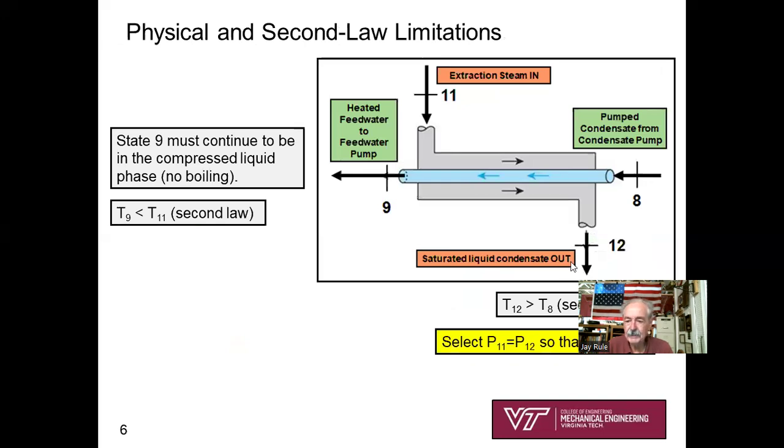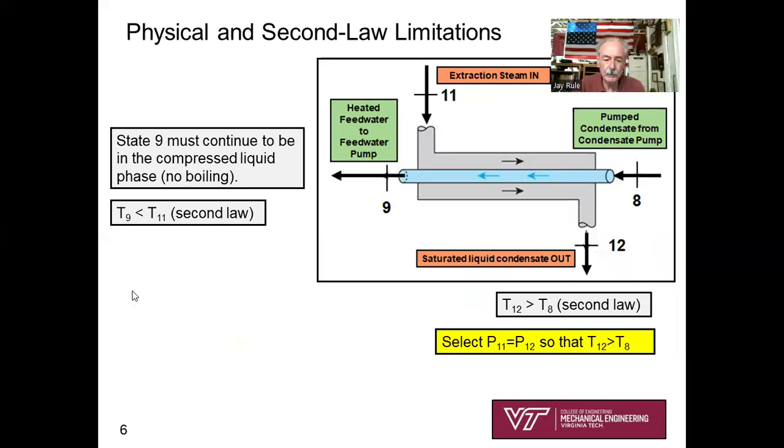Let's talk about physical limitations before we go and do the first law analysis on this. If you think about what you know about the second law, do you see that there's no way that you can heat T9, the feedwater temperature, hotter than T11? No way, right? Here is a second law limitation on what's coming out of the feedwater heater. T9 is less than T11, all right?